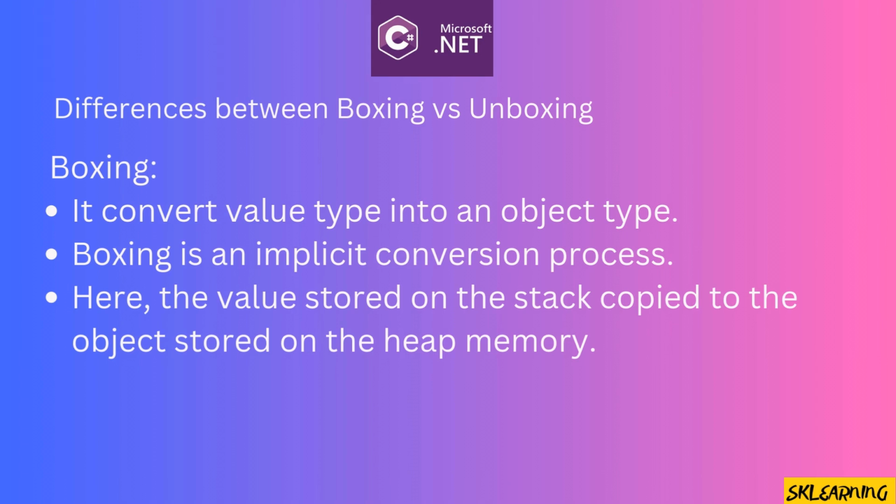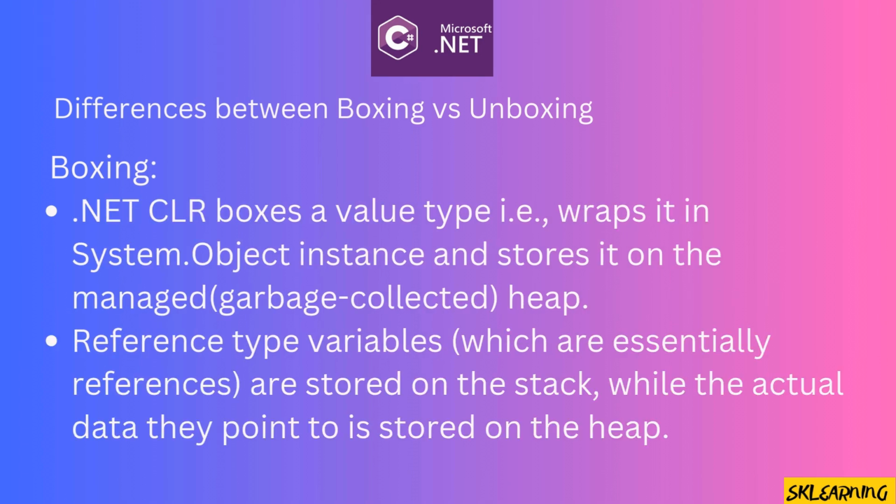In this video, we'll explore the difference between boxing versus unboxing. In boxing, it converts value type into an object type. Boxing is an implicit conversion process. Here, the value stored on the stack is copied to the object stored on the heap memory. .NET CLR boxes a value type, i.e., wraps it in a System.Object instance and stores it on the managed, garbage-collected heap.